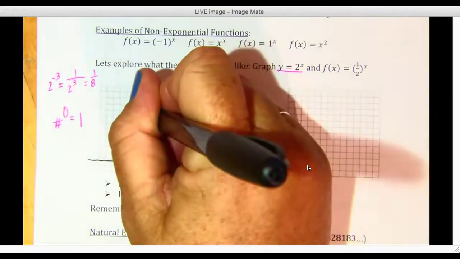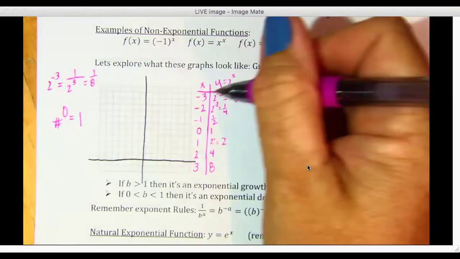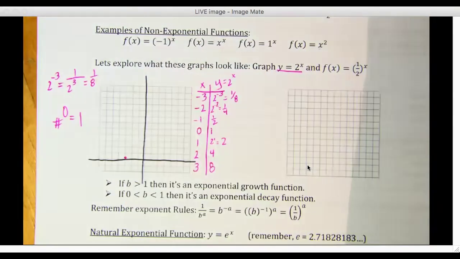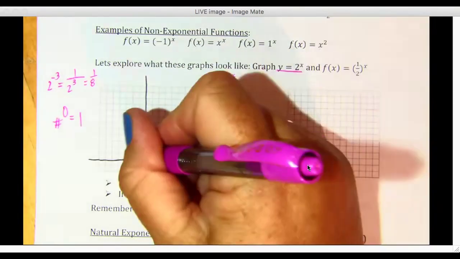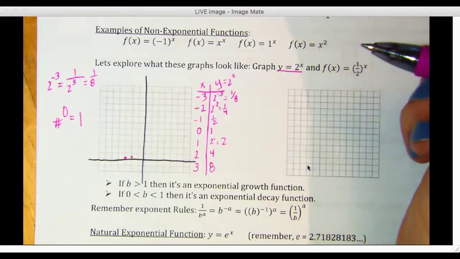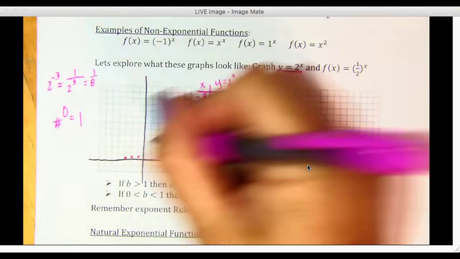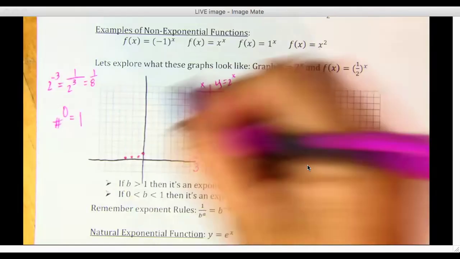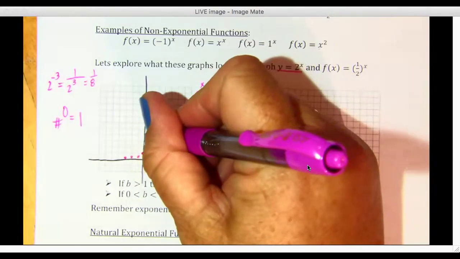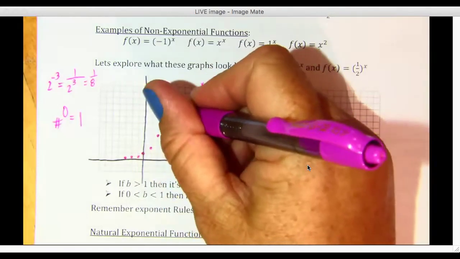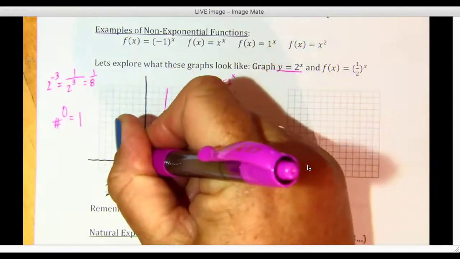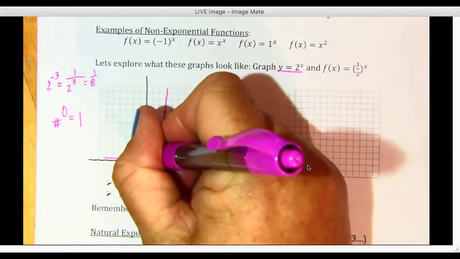And I'm going to go ahead and plot those points. So I have -3, and that's 1/8. Really small decimal there. -2, and that's 1/4. Still very small decimal. Plugging in -1, we get 1/2. 0, we get 1. Plugging in 1, we get 2. Plugging in 2, we get 4. Plugging in 3, we get 8. And this is the shape of our graph.